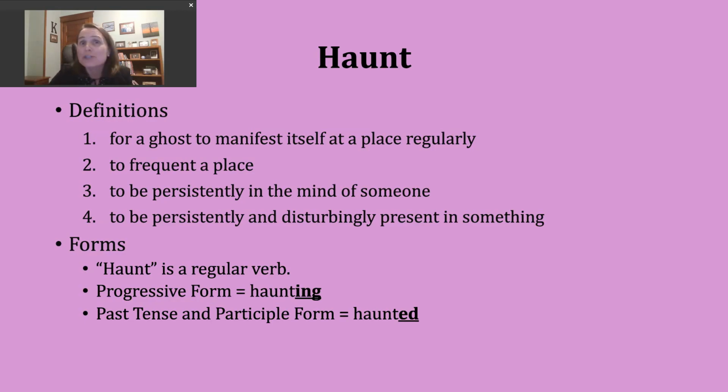For now, you should know that haunt is a regular verb. If you want to make the progressive form of this verb, all you need to do is add ing, that forms haunting. The past tense and the participle forms of our verb can be made by adding ed. Now the base verb haunt ends with a T sound. This means the ed ending is going to make an id sound, and you're going to add an extra syllable to the verb when you say it. So the past tense and the participle forms of the verb should sound like this: haunted, haunted.